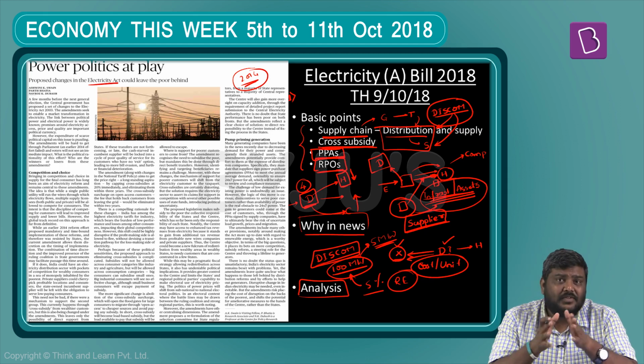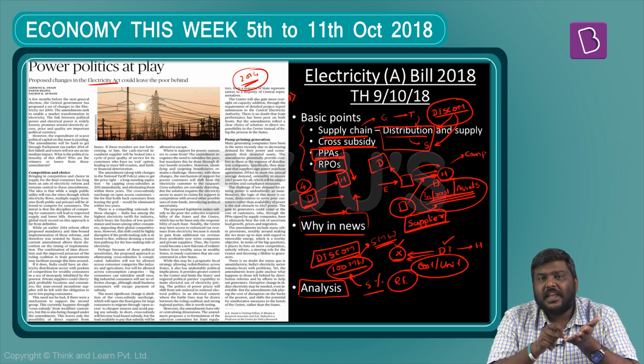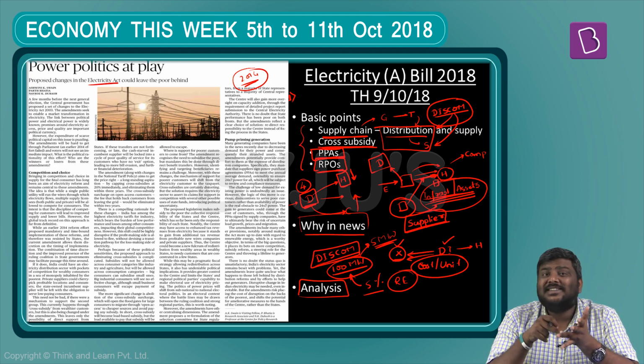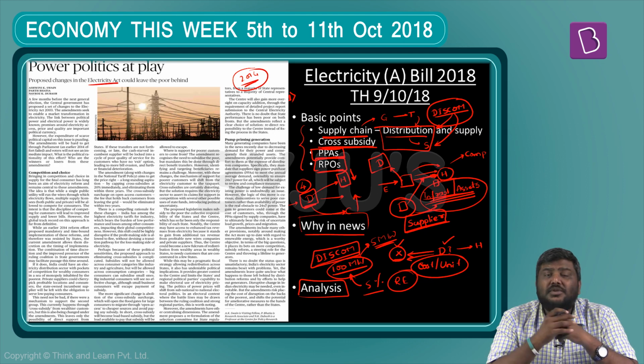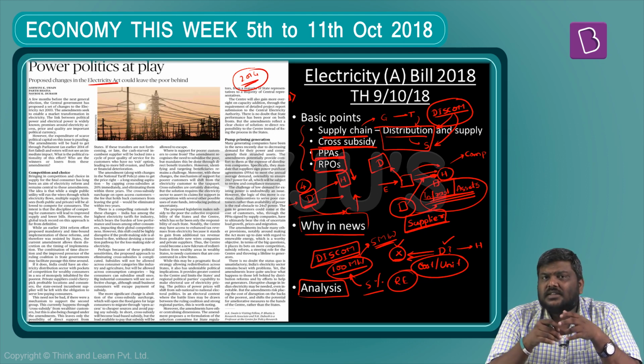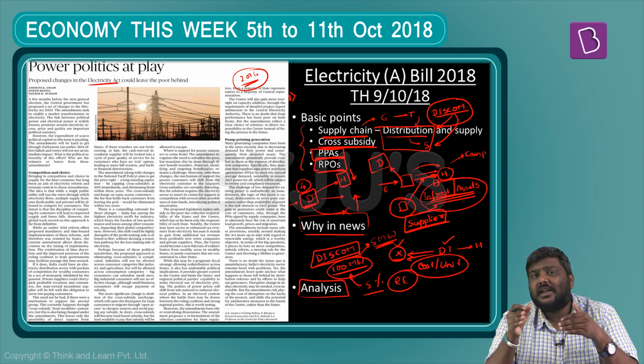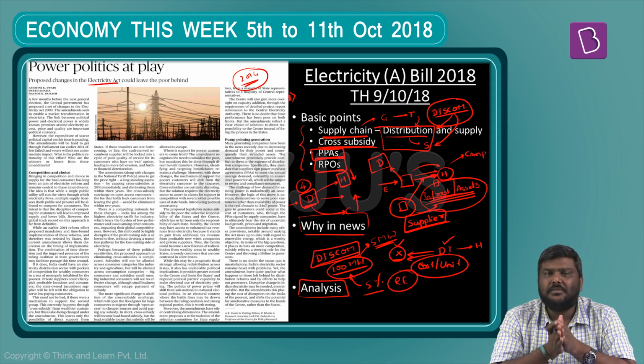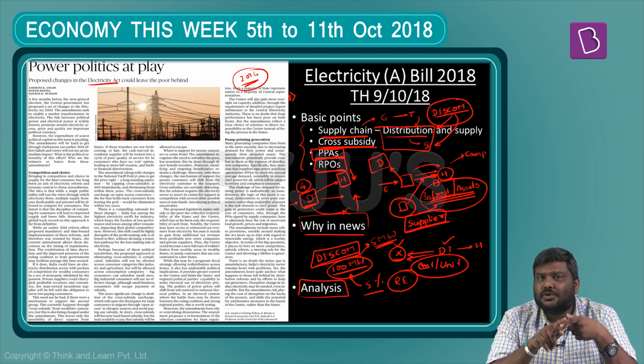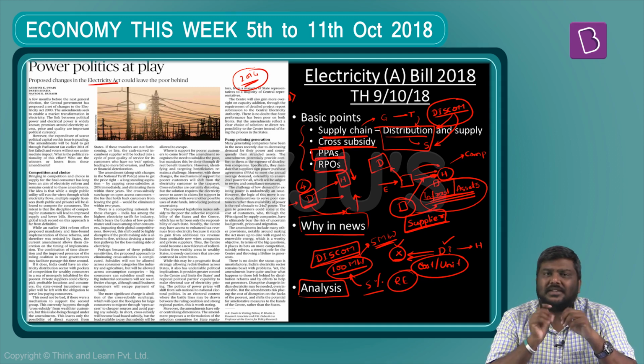as supplying. As of now, what happens? The same company which has a license for distribution also has the license for supply. Right now the proposal is that the distributor licenses will be issued separately and the supplier licenses will be issued separately. In simple terms, within the same area there will be multiple distributors as well as multiple suppliers.